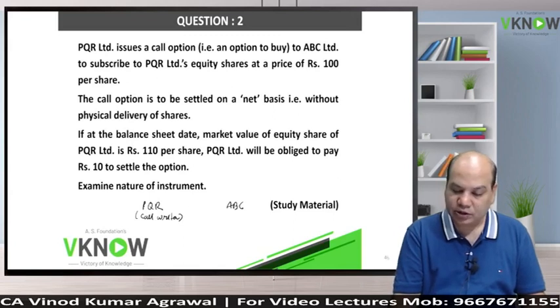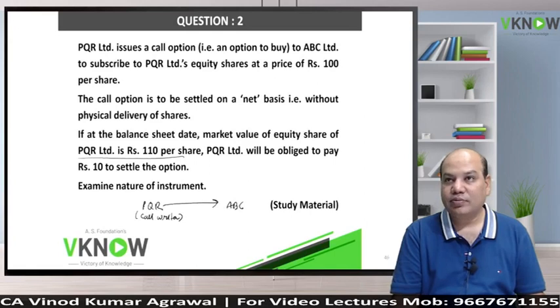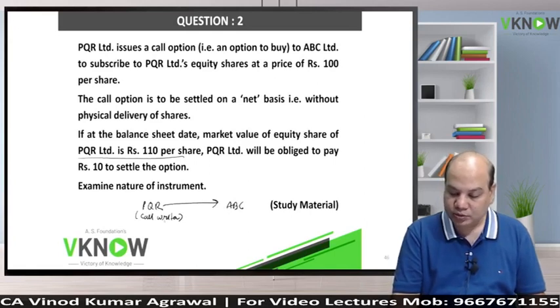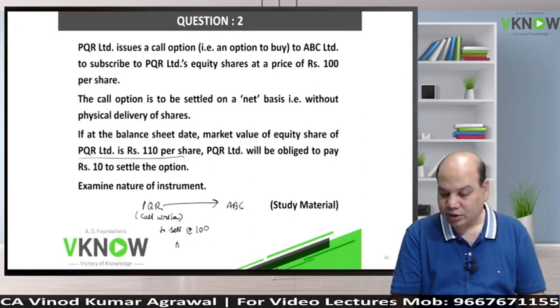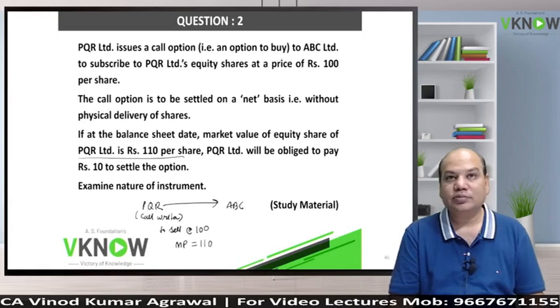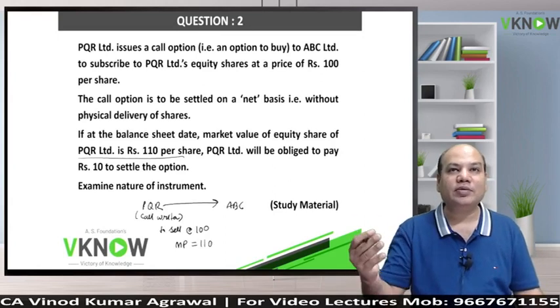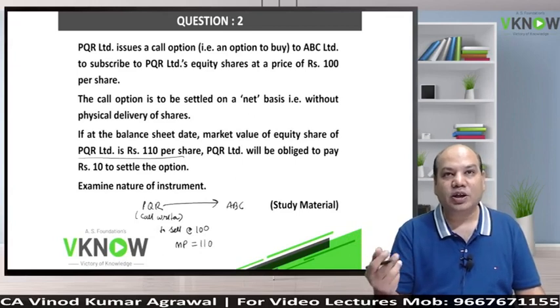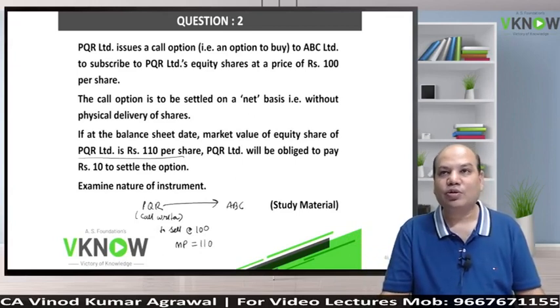But if on the balance sheet date the market value of the equity share of PQR is 110, same example, then you have an obligation to settle 10 rupees. Call option means obligation to sell at 100, but the market price has become 110. So you will sell at 100, you will receive 100, but the market value of the same item is now 110. So the call writer has to pay the differential 10 rupees to the call buyer. That is how a call option works. If the market price exceeds the exercise price, the writer has to pay the difference.